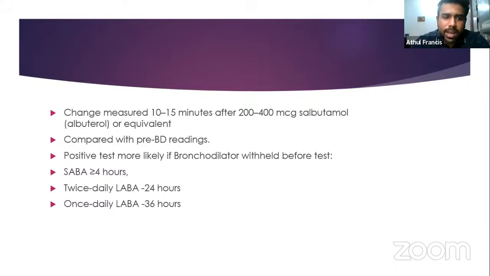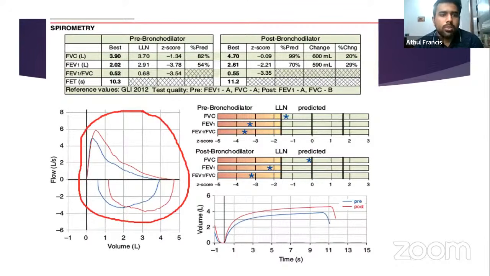If it's a short-acting beta agonist, it should be withheld for at least 4 hours, minimum of 6 hours. If it's a twice daily LABA like formoterol, it should be withheld for 24 hours. If it's a once daily LABA, like the newer LABAs such as vilanterol, it has to be stopped for at least 36 hours. So this is what happened.